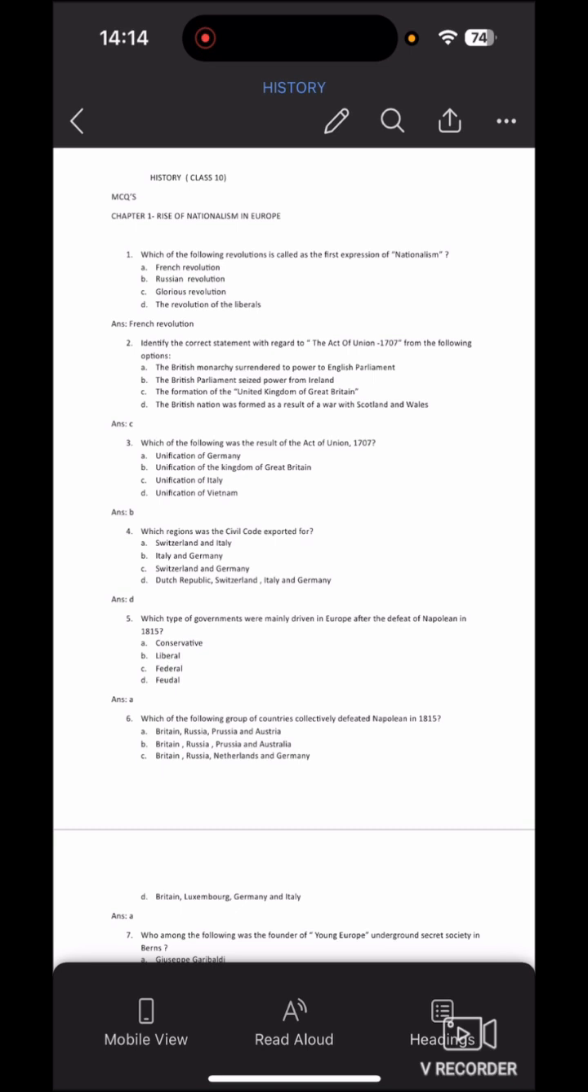Question number 3. Which of the following was the result of the Act of Union 1707? This is the same question but in a different pattern. Options are unification of Germany, unification of the Kingdom of Great Britain, unification of Italy, unification of Vietnam. So option B, unification of the Kingdom of Great Britain.